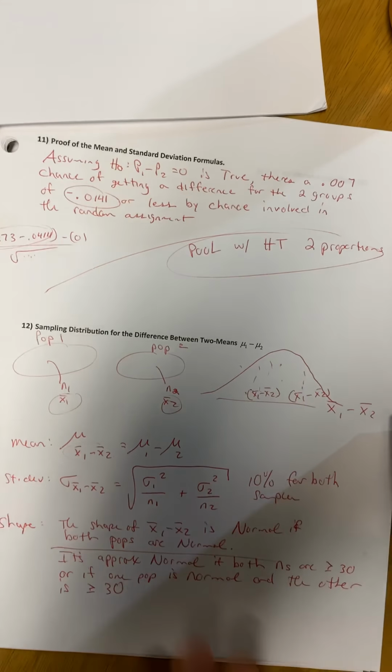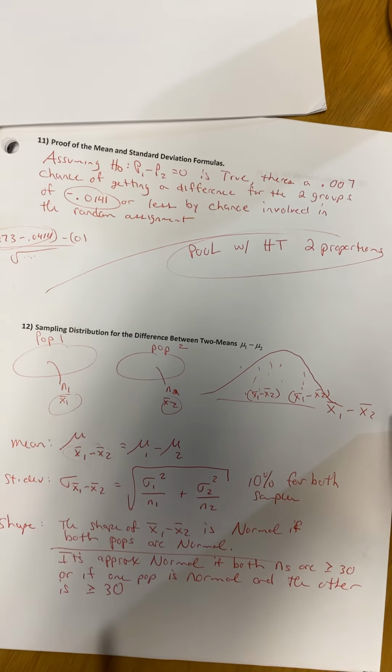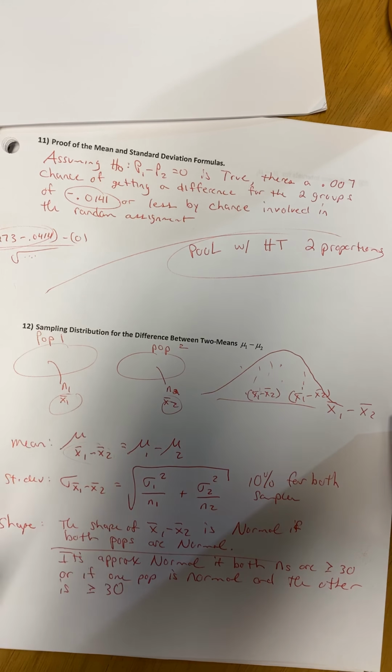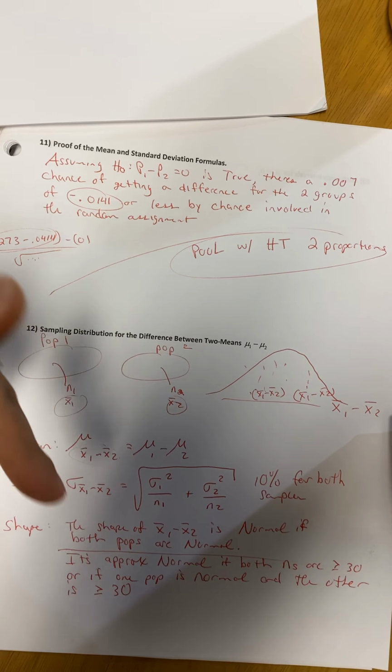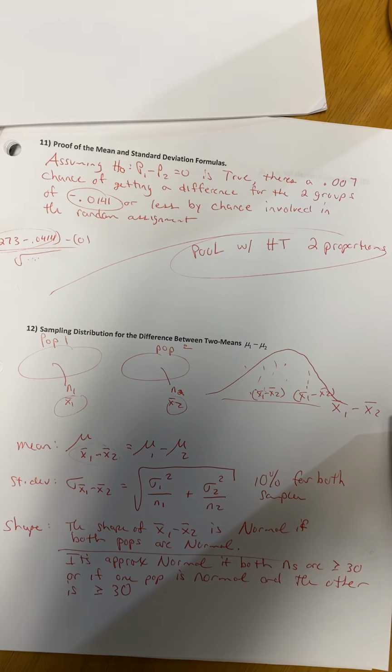So you could have one or the other with this one. If it's neither of those, then we don't know. So they both have to be normal. Or like if this one's normal, this just has to be greater than or equal to 30 or vice versa. But if one of those isn't normal or greater than or equal to 30, then we are SOL.